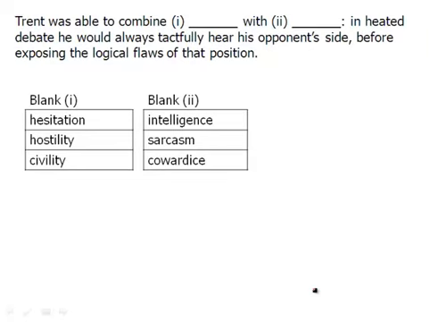So very first thing is to read the entire sentence, starting here with Trent. Trent was able to combine blank with blank. In a heated debate, he would always tactfully hear his opponent's side before exposing the logical flaws of that position. So we want to identify what sort of question this is. Going back to one blank text completions, this is a type of text completions where you're defining what these blanks are. And so therefore we have to know what comes after the blank.